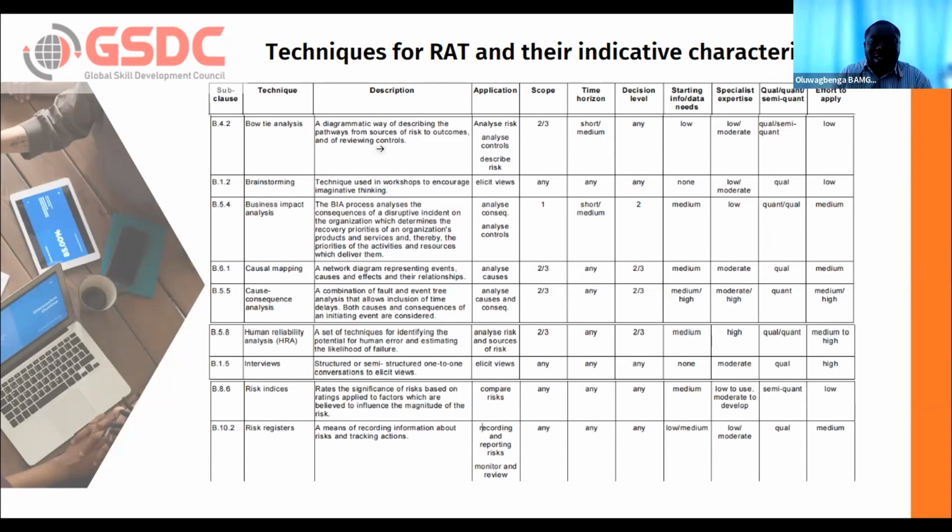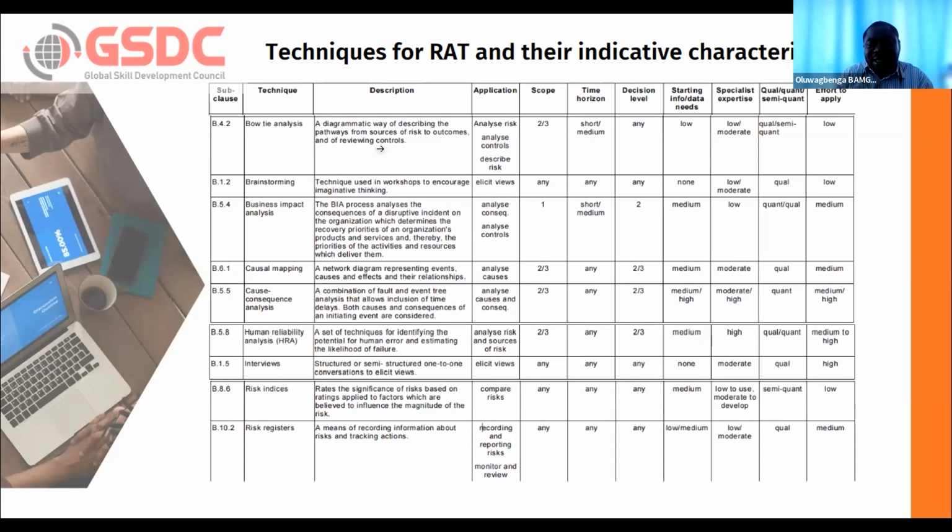So the BIA process analyzes the consequences. It speaks more on the consequences. What if that happens? What will be the consequences and what will be the impact of a disruptive incident? It also helps us to determine the recovery priorities. So we use it to set BCP strategies and solutions around our BCMS. It's one of the major tasks when we are doing our BCMS project.